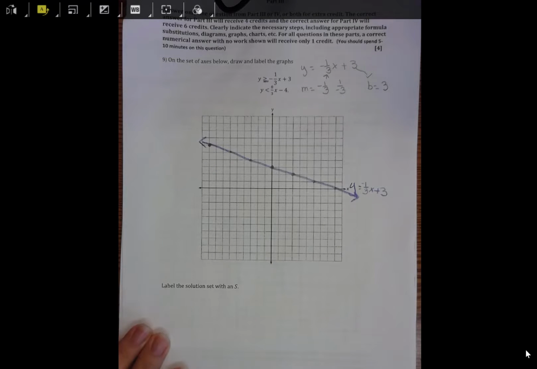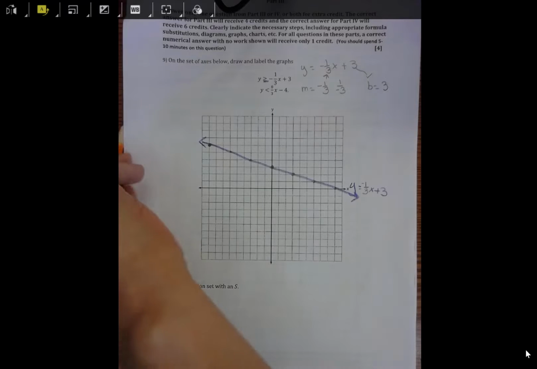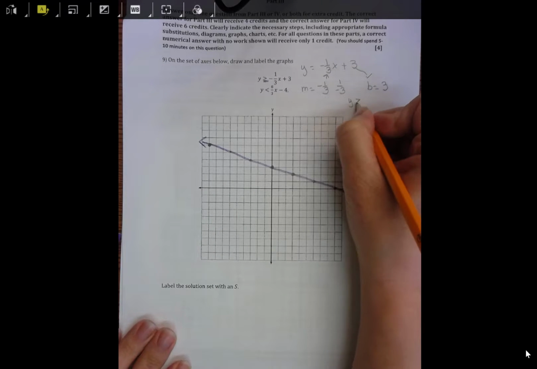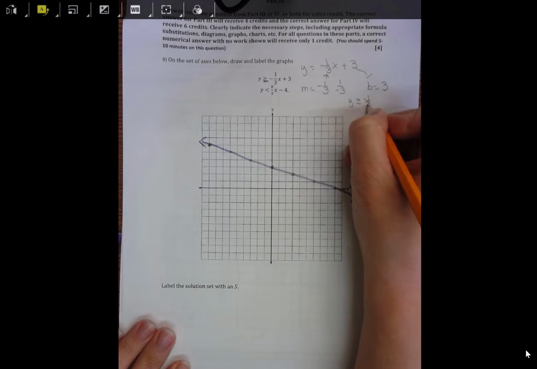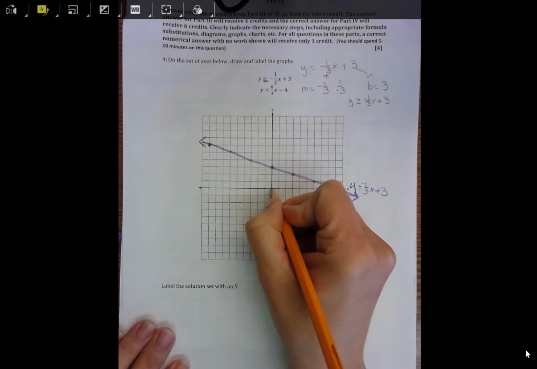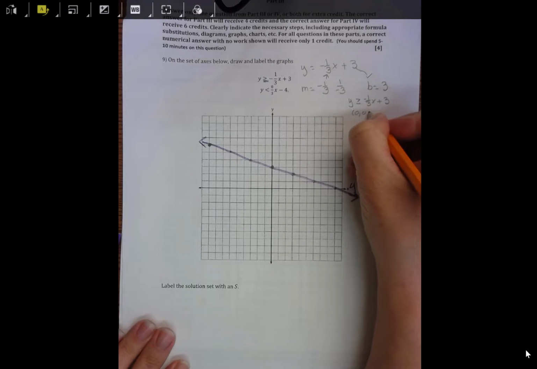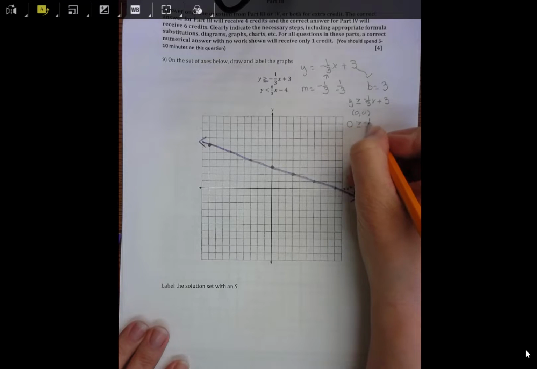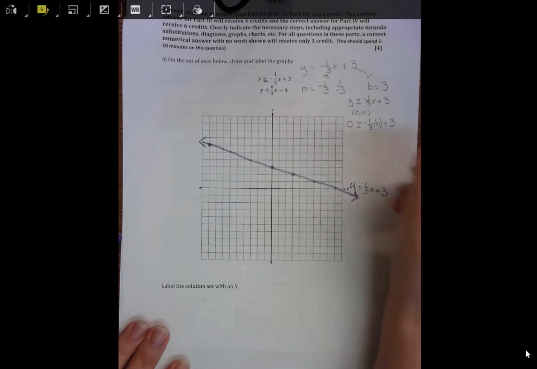But since it's an inequality, now I need to shade. So I'm going to go back to the original inequality, and I have y is greater than or equal to negative 1/3 x plus 3. I'm going to substitute in the origin, and I'm going to test the ordered pair 0, 0. Since the line does not go through the origin, I can test the origin to see which side of the line I'm going to have to shade.